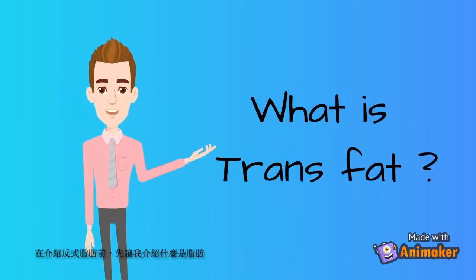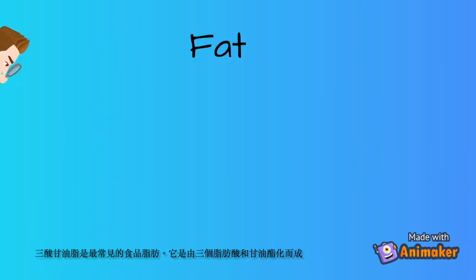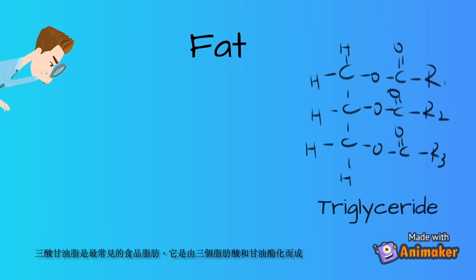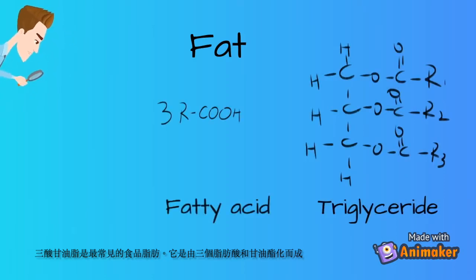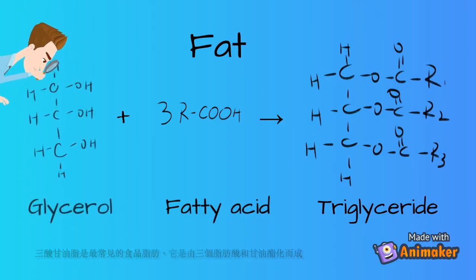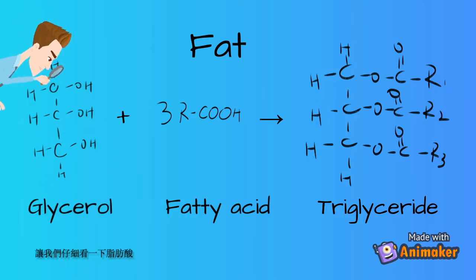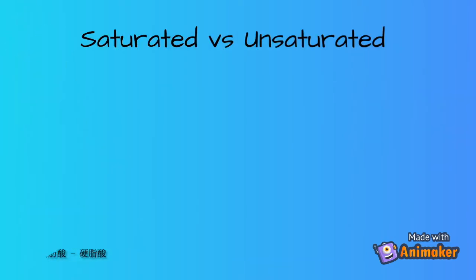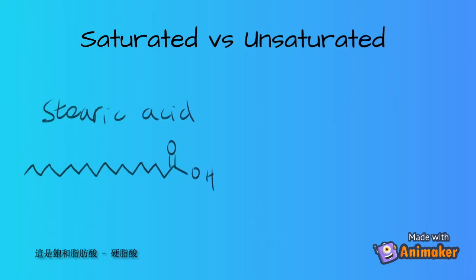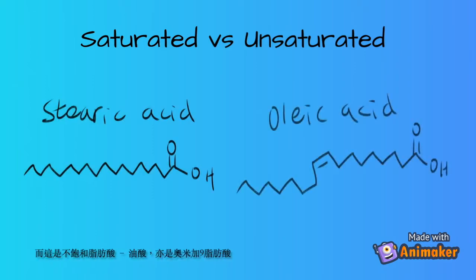Before I talk about trans fat, let me briefly explain what fat is. One typical type of fat in food is triglycerides, which are esters of 3 fatty acids and glycerol. Let us look closer at the fatty acids. Here is a saturated fatty acid, stearic acid. And here is an unsaturated fatty acid, oleic acid, which is also an omega-9 fatty acid.